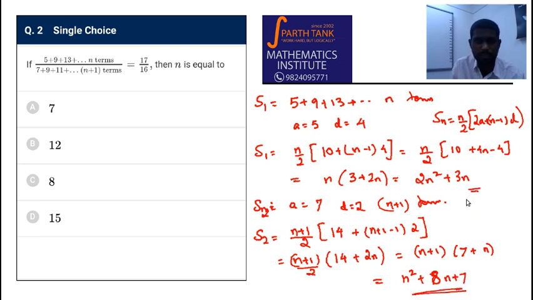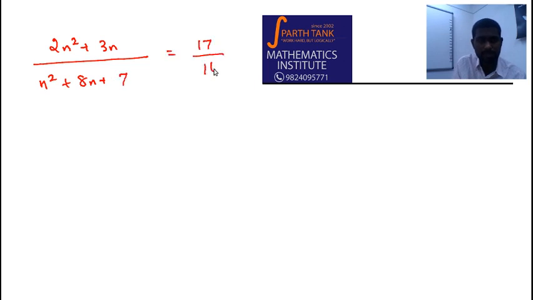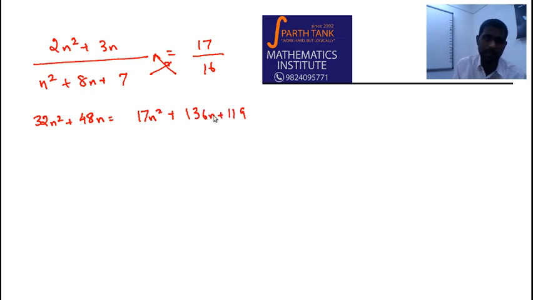Okay, so I have S1 and S2. S1 upon S2 is 17 upon 16. Therefore, (2n squared plus 3n) upon (n squared plus 8n plus 7) is 17 by 16. Now form the quadratic equation by cross multiplying. So 32n squared plus 48n is 17n squared plus 136n plus 119. Simplifying this further, 15n squared minus 88n minus 119 is 0.